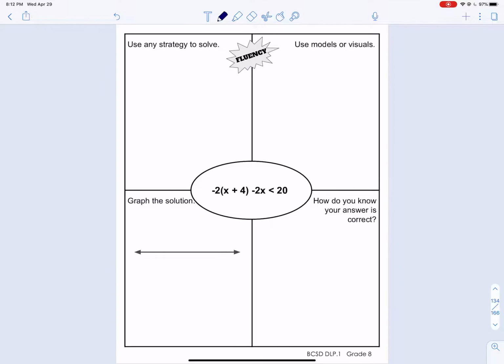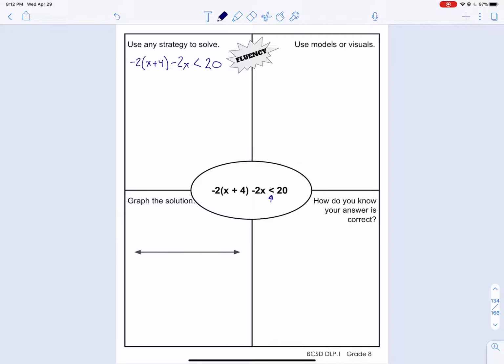Okay, so here we have an inequality. An inequality is kind of like an equation, but the difference is we don't have an equal sign; we have a less than, greater than, less than or equal to, or greater than or equal to sign instead. All right, I'm going to rewrite this: -2 times the quantity x plus 4, and then minus 2x, and all that is less than 20.